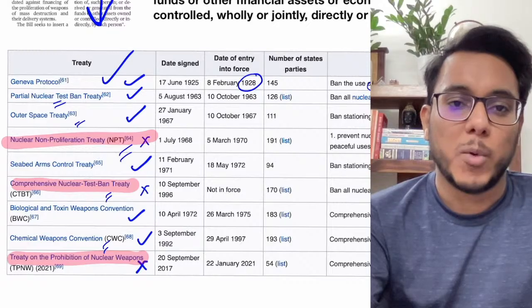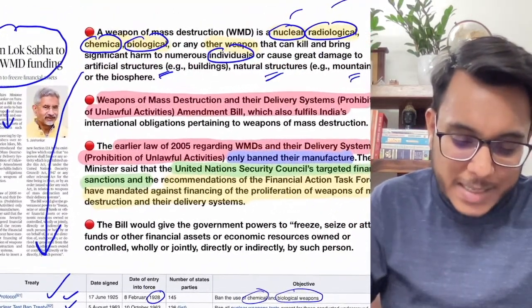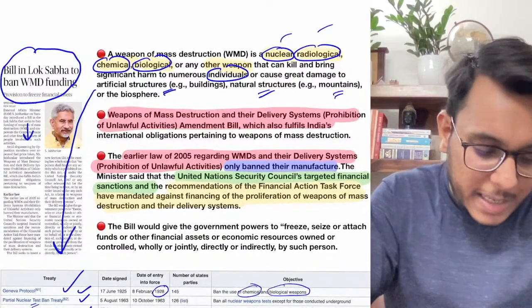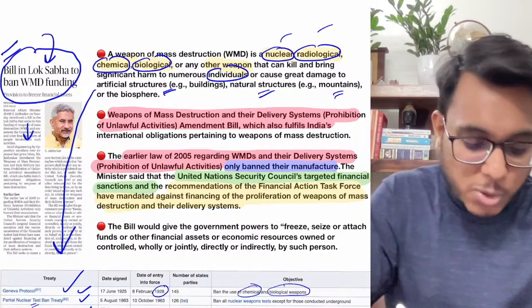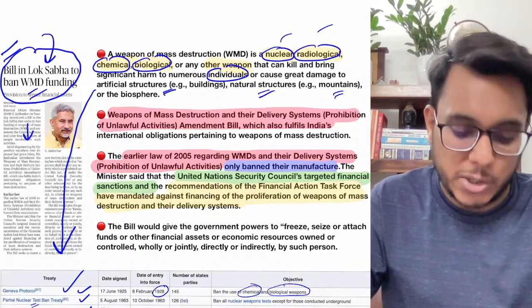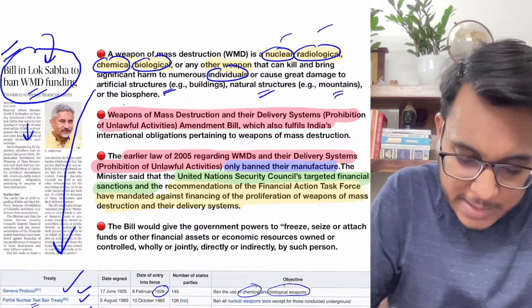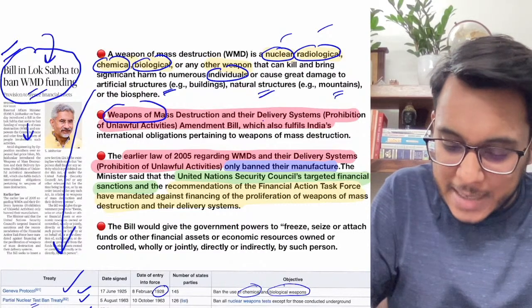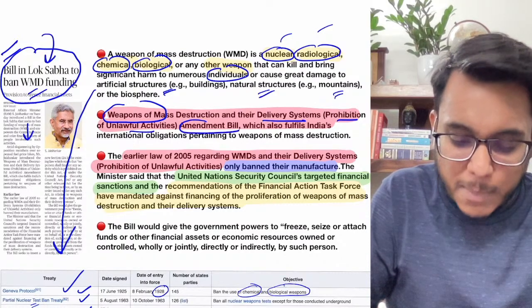Okay, now moving on, what is this present article talking about? So guys, this present article is talking about a recent bill that has been introduced in the Lok Sabha, which aims to ban the funding for these weapons of mass destruction. Now, what is the name of the bill? The bill's name is the Weapons of Mass Destruction and Their Delivery Systems (Prohibition of Unlawful Activities) Amendment Bill.